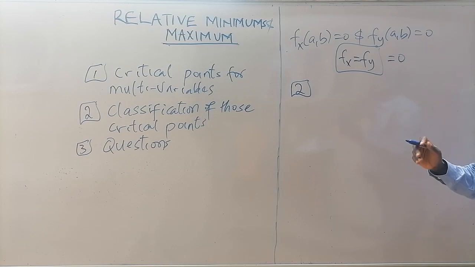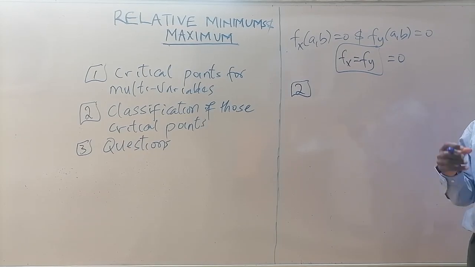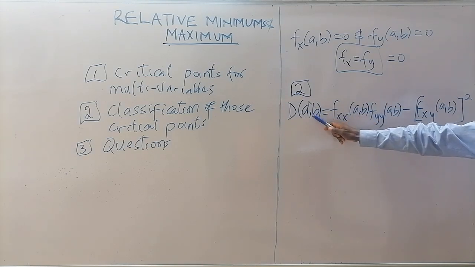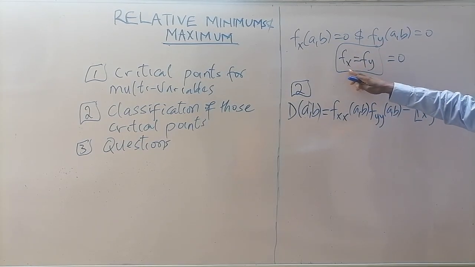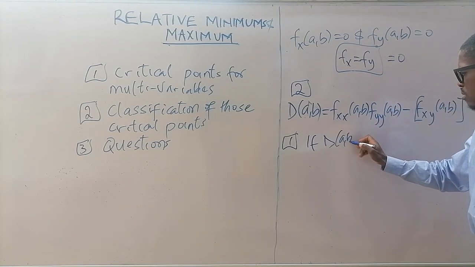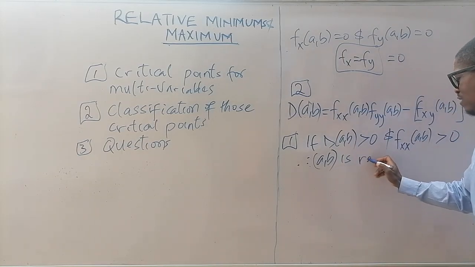Then the second step, after getting the critical points, is to classify those critical points by using the second order partial derivative, which involves this formula. This is the formula we are going to use to classify the critical points. And that critical point (a, b) we are going to find by solving f subscript x equal to f subscript y equal to 0. When D at your point is greater than 0, and the second order partial derivative with respect to x at your critical point is also greater than 0, that point is a relative minimum.